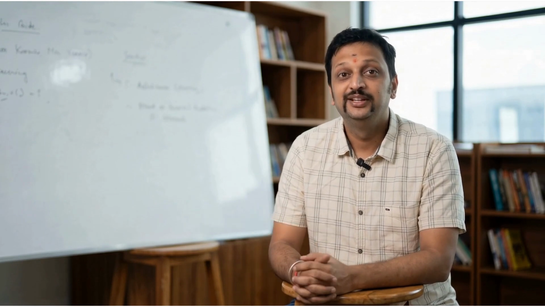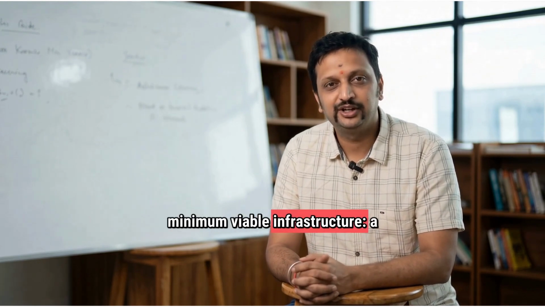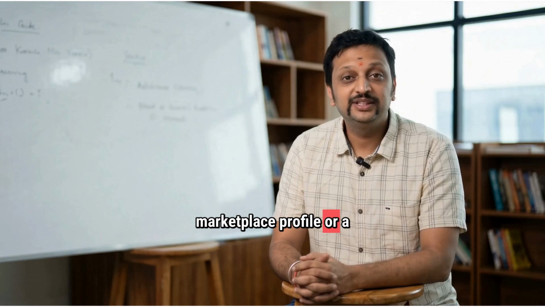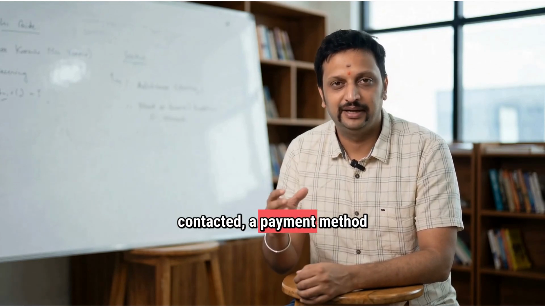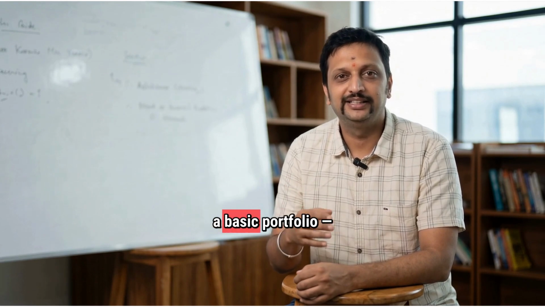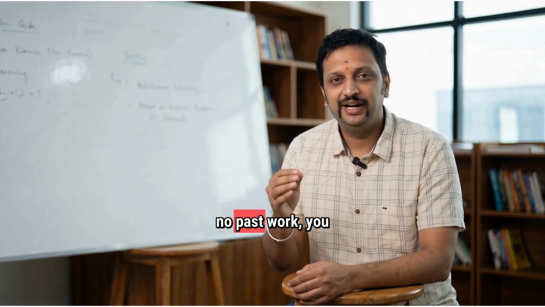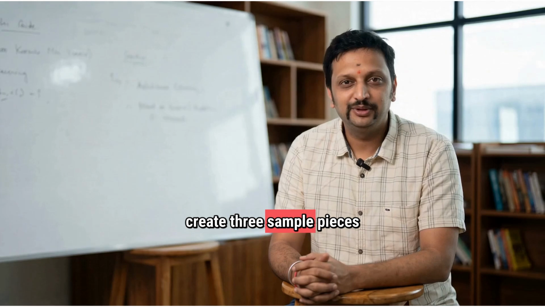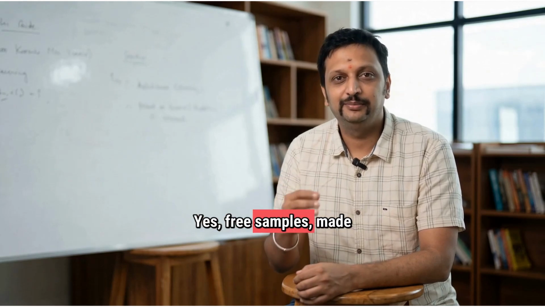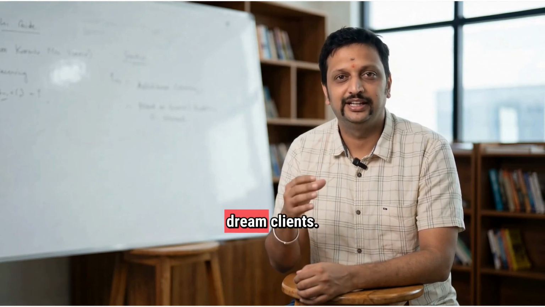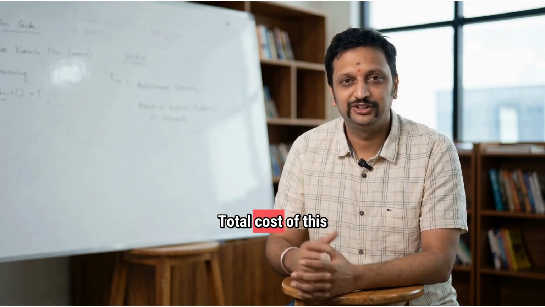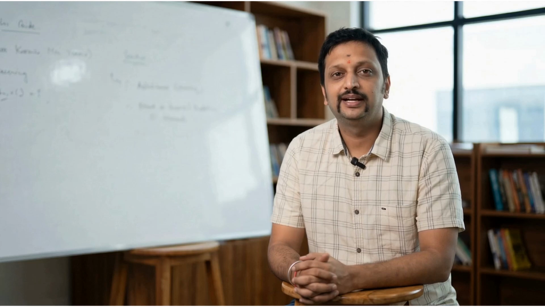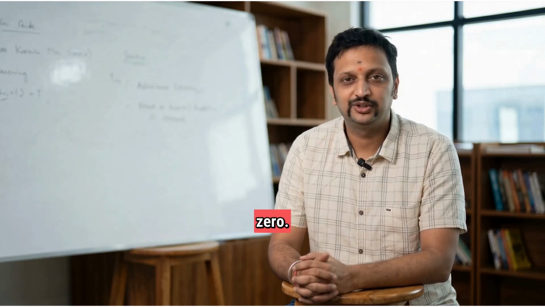Days 2 through 7, you set up the minimum viable infrastructure: a marketplace profile or a simple one-page presence, a professional way to be contacted, a payment method to receive money, and a basic portfolio. And if you have no past work, you create 3 sample pieces this week. Free samples made for imaginary or real dream clients. Speculative work is the beginner's portfolio. Total cost of this week: close to 0. Total excuses remaining: also 0.